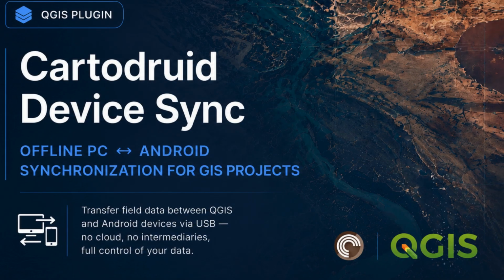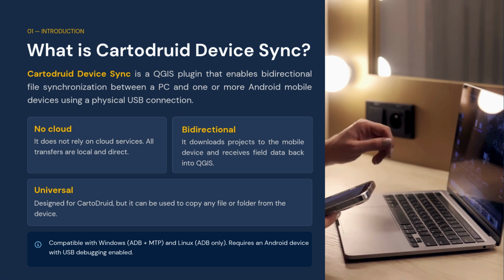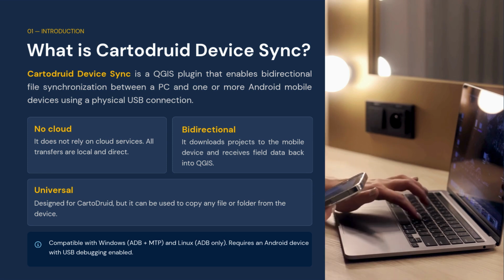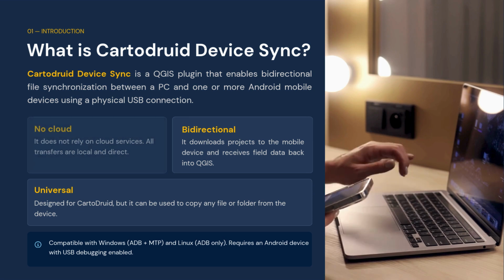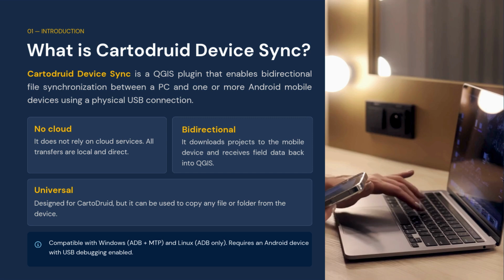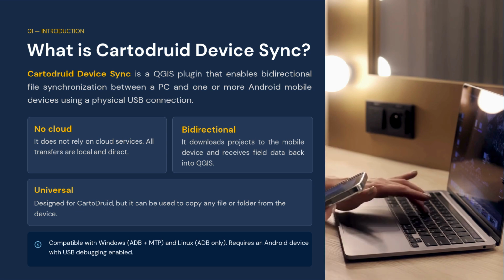Welcome to this video tutorial in which you will learn how to use CartoDruid DeviceSync, a QGIS plugin that allows you to synchronize files between your PC and Android devices through a USB connection. The transfer is completely local, without relying on external cloud services. In addition, synchronization is bidirectional.